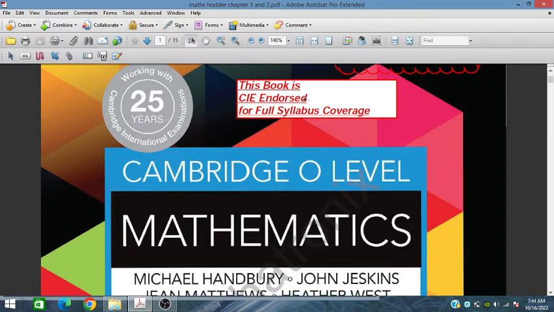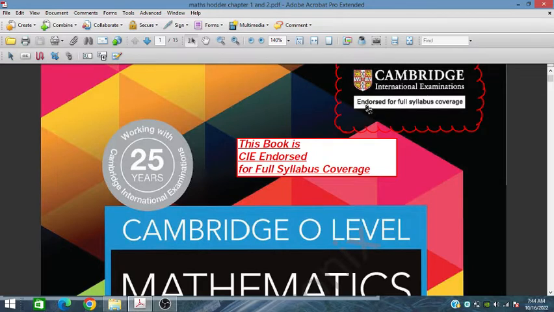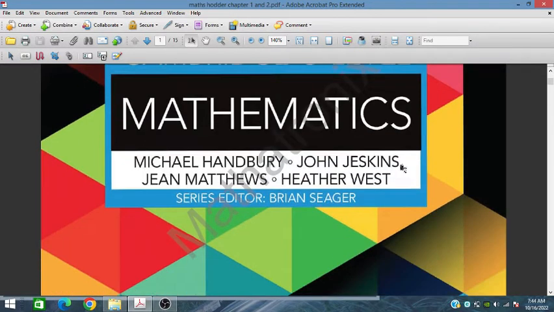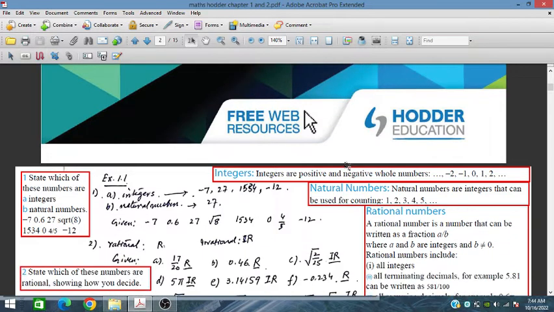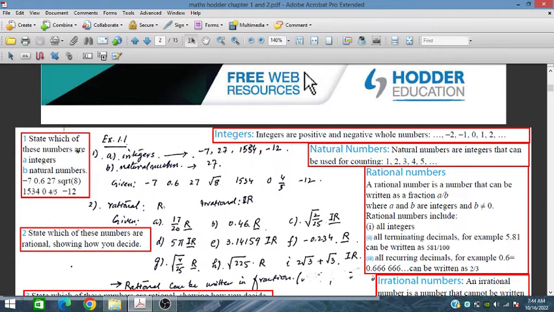Today we are starting our course on O-level mathematics. For this O-level mathematics, I have chosen this book, which is highly recommended by all experts, and this book is also CIE endorsed for full syllabus coverage. There are 42 chapters in this book, and we will cover a number of video lecture series on mathematics for the benefit of students. So today we are starting chapter number one.